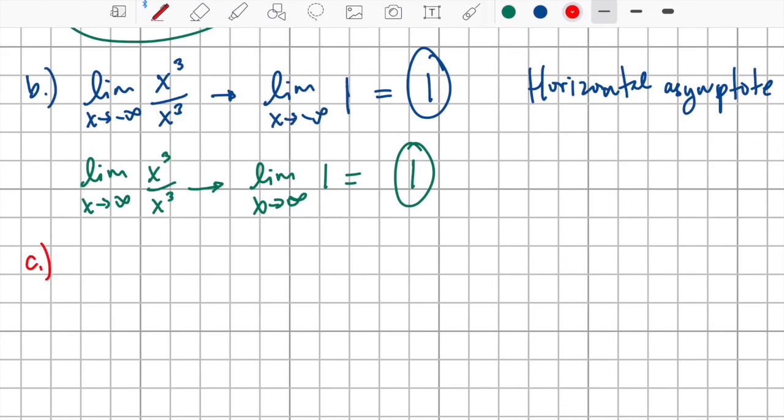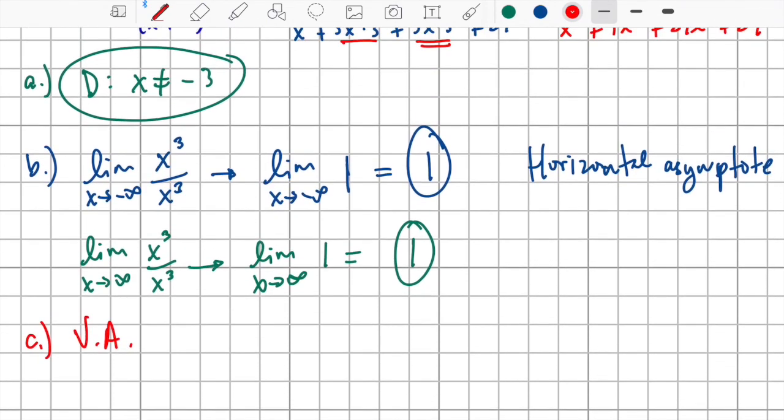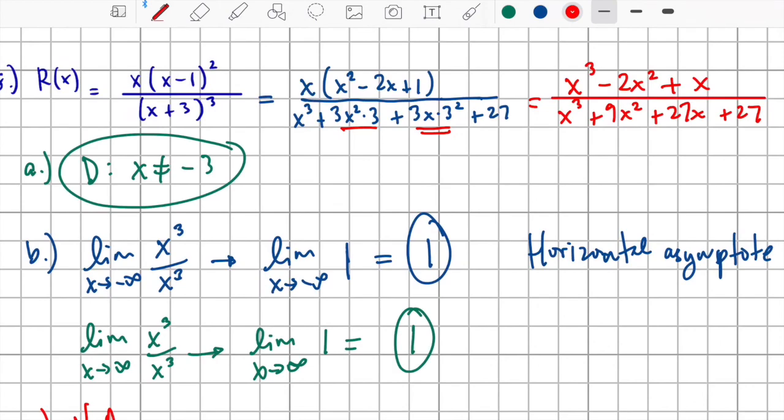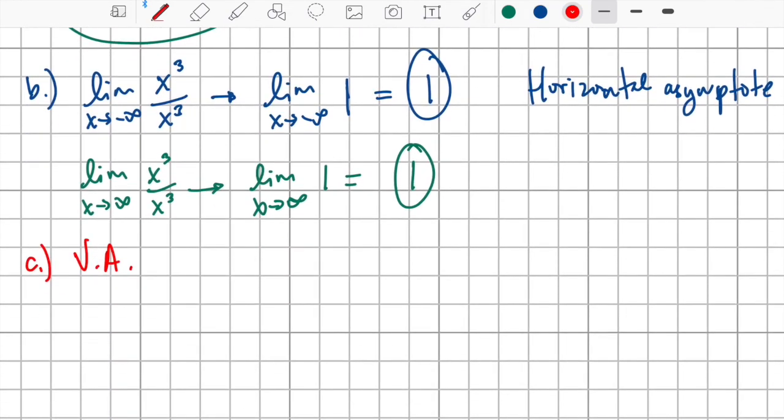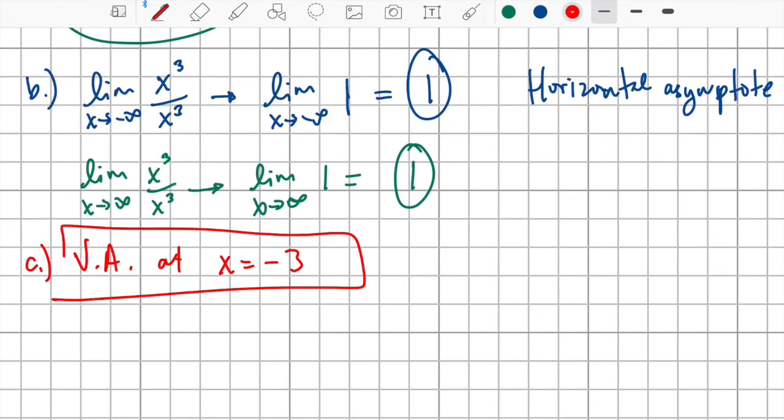So now, for C, a vertical asymptote happens when the denominator is equal to 0. In this situation, the denominator will be 0 when x equals negative 3. So vertical asymptote at x equals negative 3. And that's it. We're done.